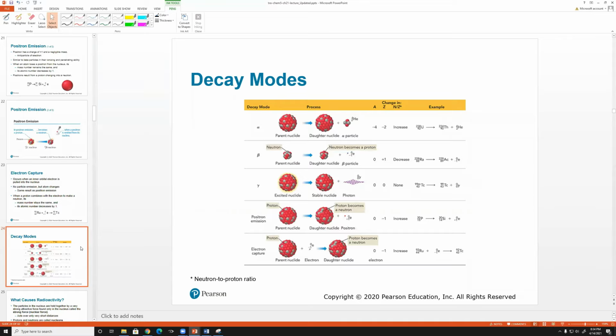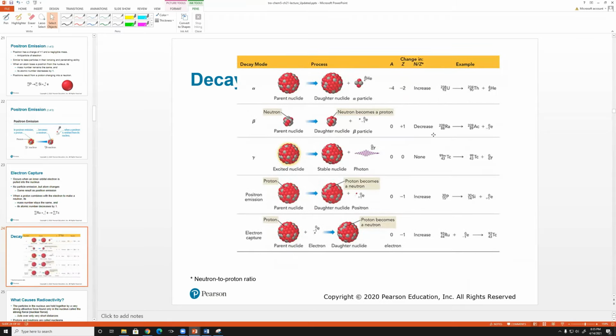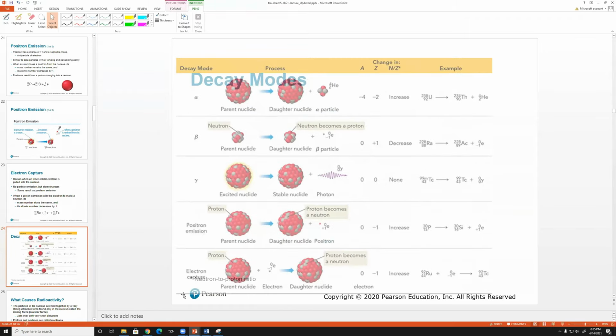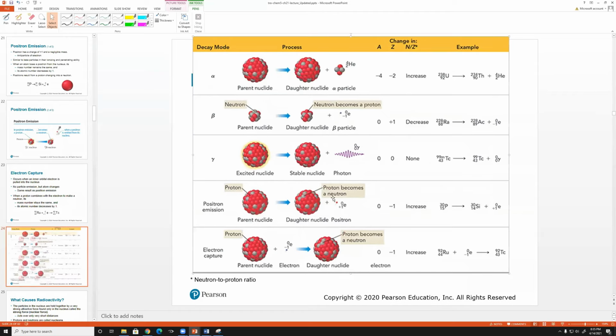Okay. So decay modes. Here are all of the decays. So we have alpha decay, beta decay, gamma decay, positron emission, electron capture. Those are the main five. All right. Are there any questions on them?